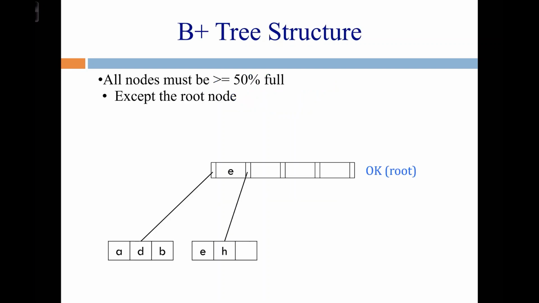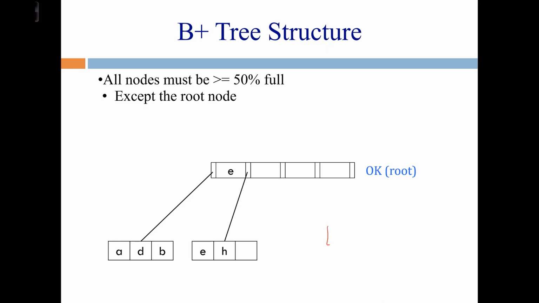So one detail I've left out on B plus trees so far is there's this rule that all nodes have to be greater than or equal to 50% full at all times, with the one exception of the root node. So let's look at this node here. It's 2/3 full, so that's greater than 50% full, so it's okay. This one is totally full, so it's okay. The root node is less than 50% full, but that's okay, and it has to be because there's no other way to represent this tree.